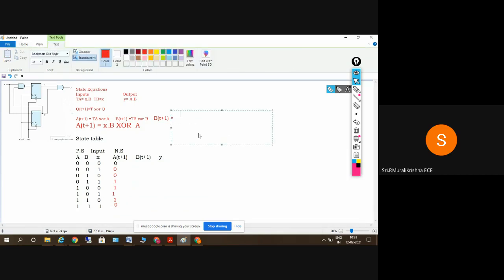So next, b of t plus 1. What is the b of t plus 1 value? So b of t plus 1 is tb XOR of b. So what is the value of tb here? tb is equal to x. So x XOR of b, right? We have to perform the XOR operation between x and b here. Yes or no?